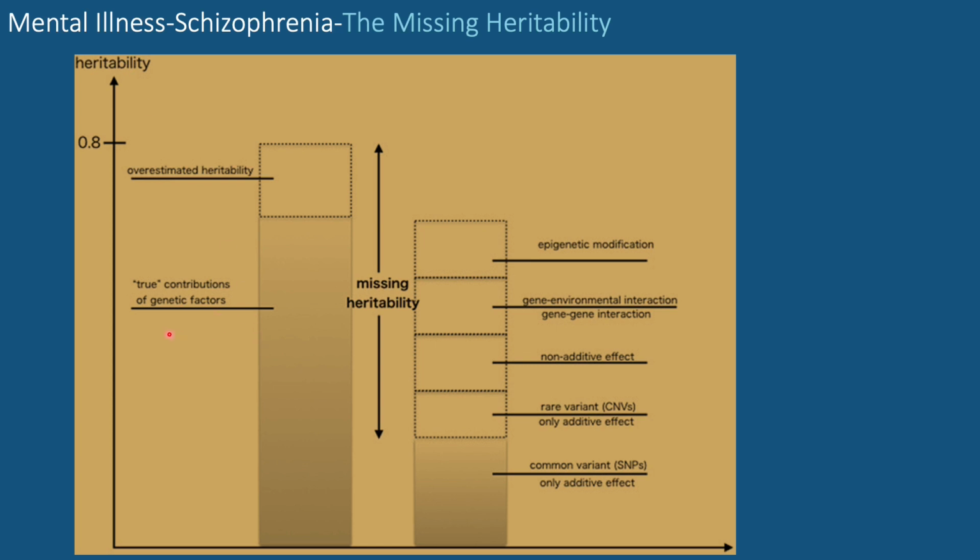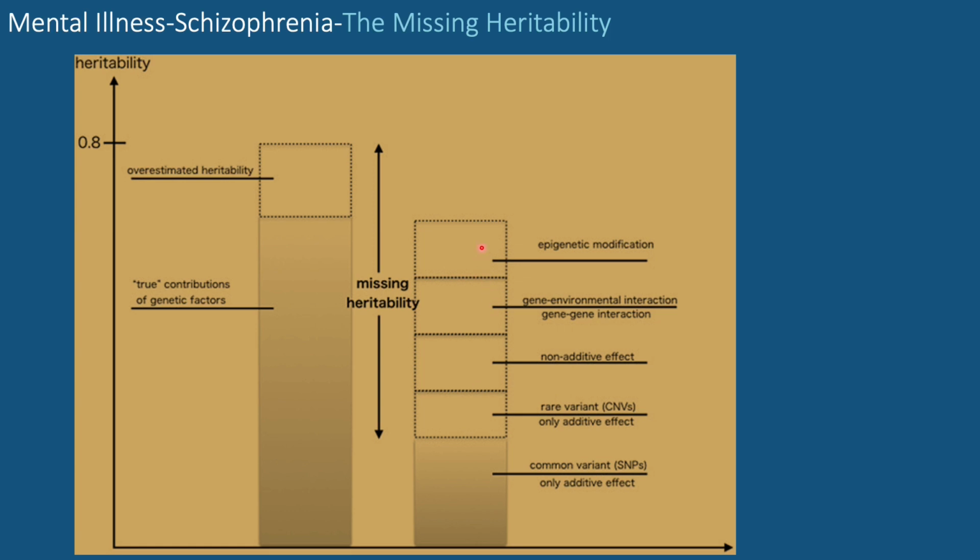The true contribution of genetic factors is represented by this darker first column, while the overestimated heritability is represented by this lighter portion of the column. We know by looking at the common variants in the second column that common variants explain around 25% of the genetic contribution. Other genetic variants, genomic variants, can be important, but they also explain just a little bit more of the heritability.